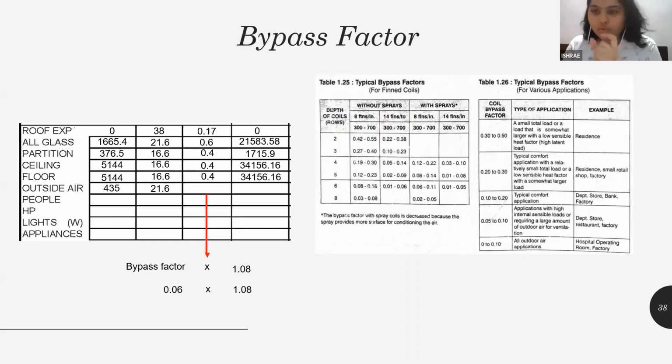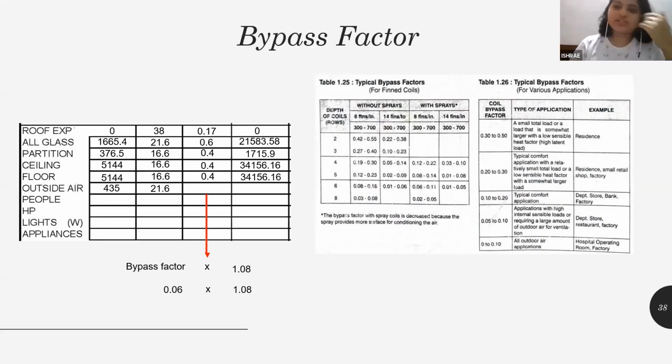Now, what is this 1.08 that I have multiplied it with? It is the factor that you use in your sensible load calculation. The derivation of this 1.08 factor is available in your ASHRAE handbook in the last final pages. This 1.08 is only used in sensible load. A similar factor of 0.68 is used in latent load. This factor is a derivation.